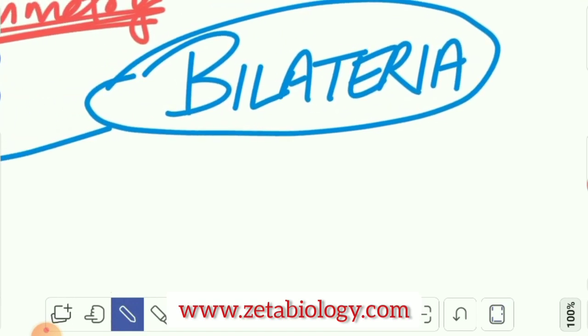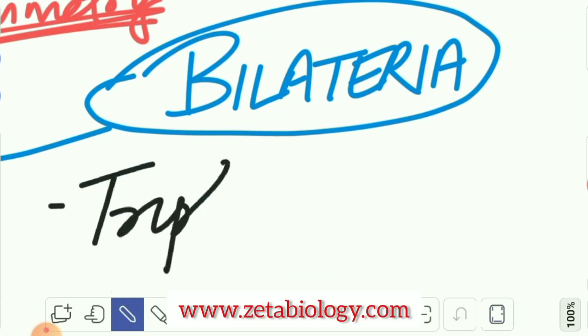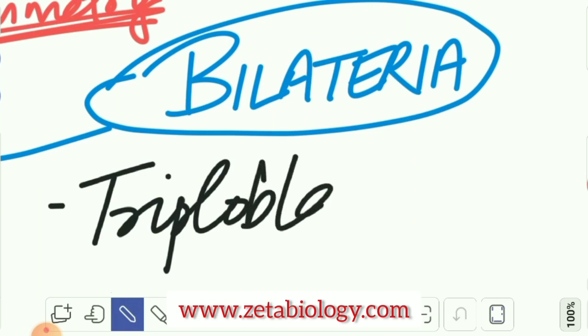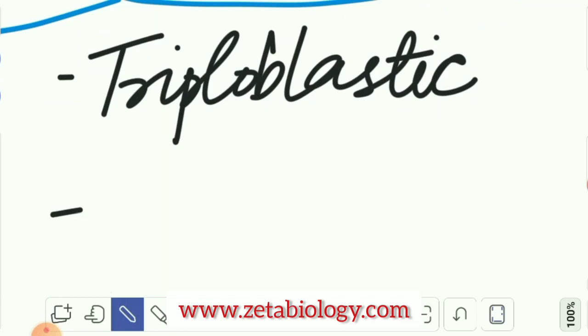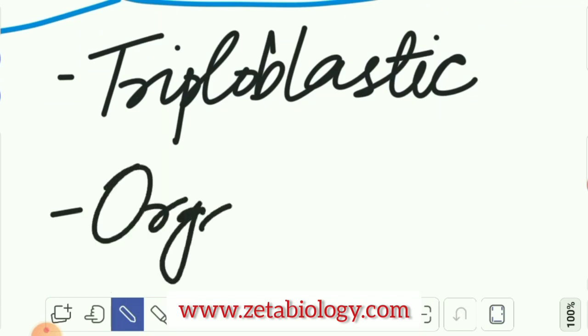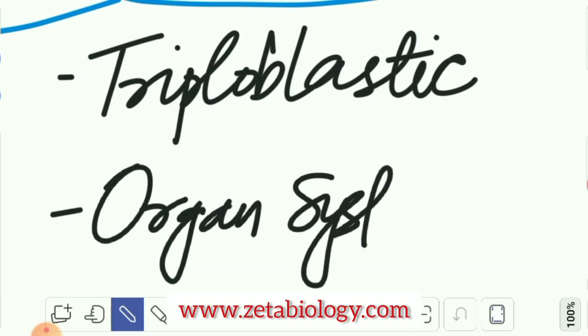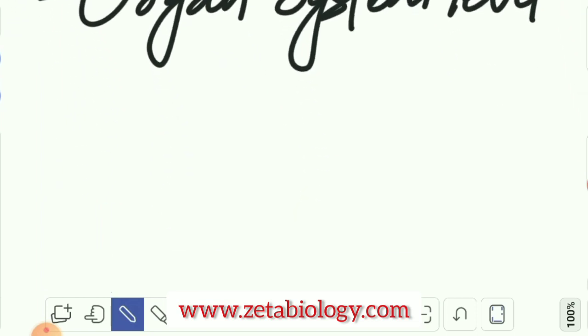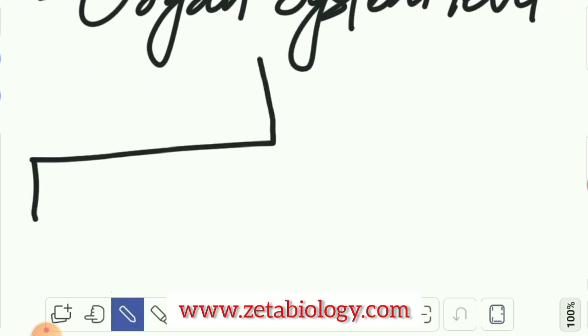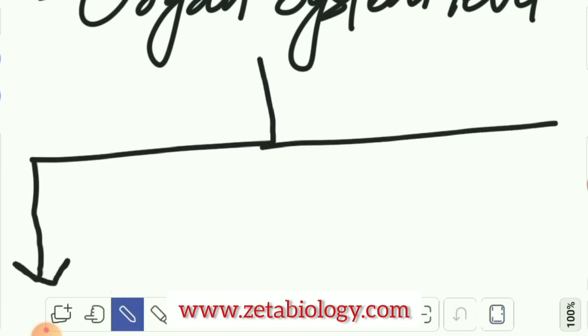Now Bilateria, this is basically triploblastic and organ system level. This is further subdivided into basically subdivisions.